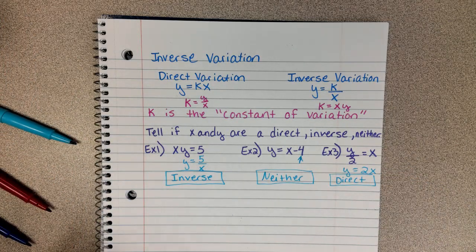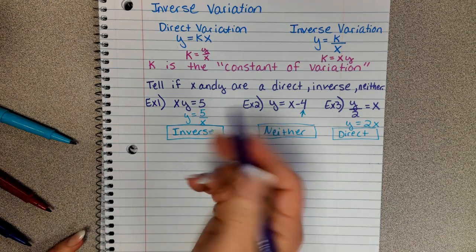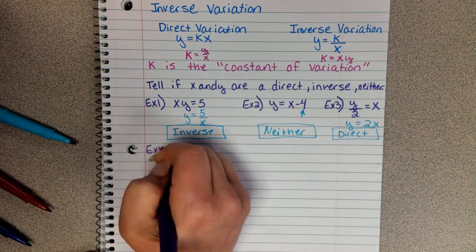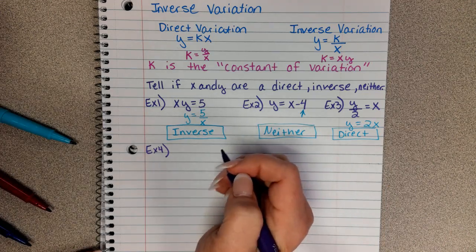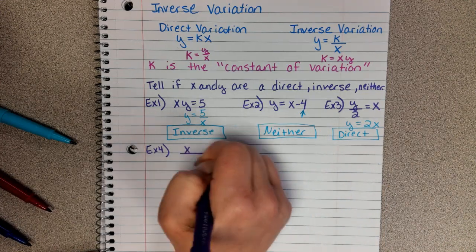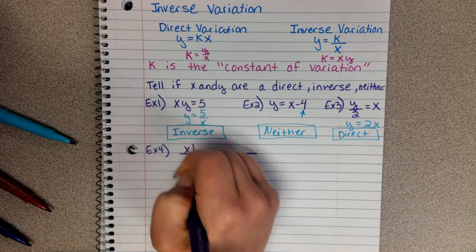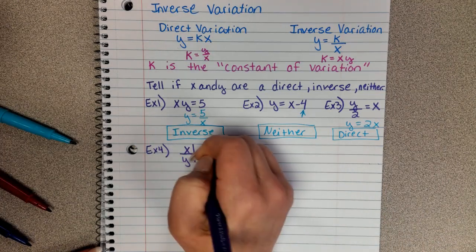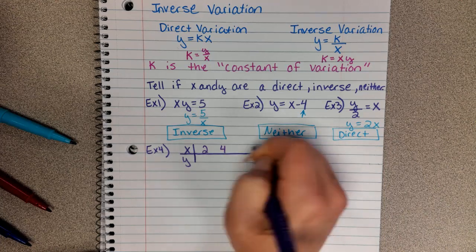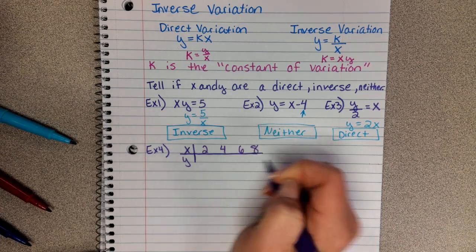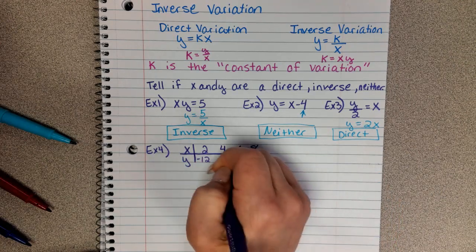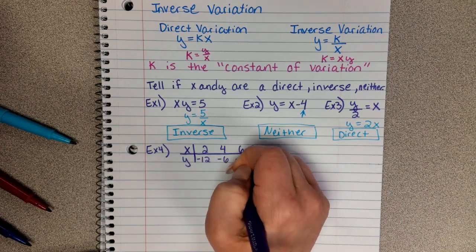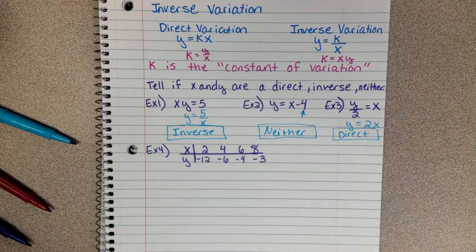You can also do this from a table. So let's look at a table and see how that would change our work. Example 4, let's say I have a table. Let's do a sideways table. That would be fun. Here we go: x, y. My x's are 2, 4, 6, and 8. My y's are going to be -12, -6, -4, and -3.